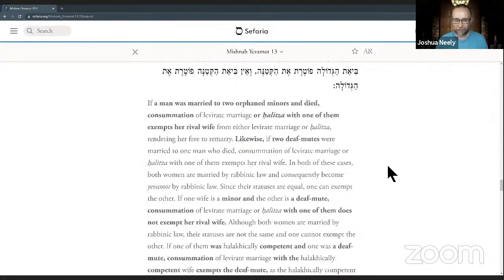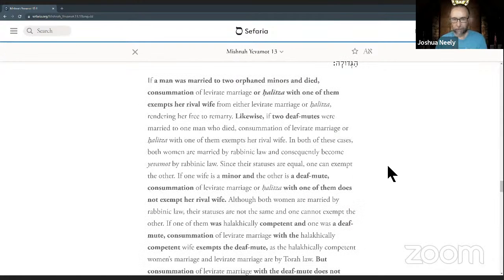Mishnah number 8. Similar complications. If a man was married to 2 orphan minors and died, consummation of levirate marriage or chalitza with one of them exempts her rival from either levirate marriage or chalitza, rendering her free to remarry.